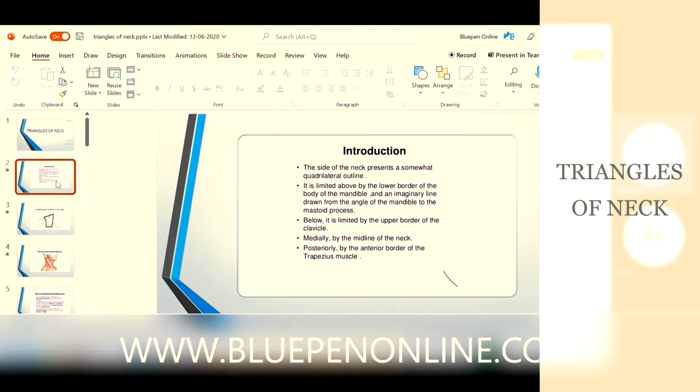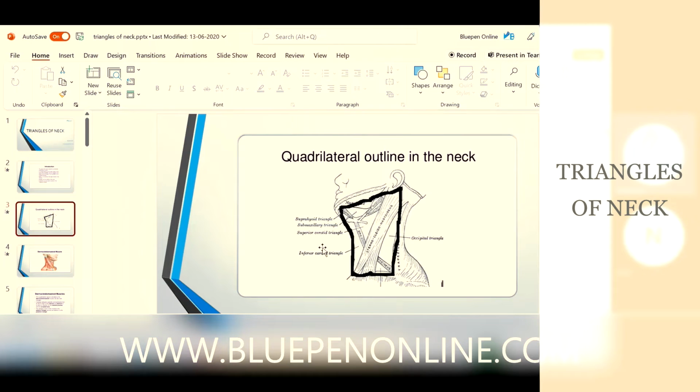Then laterally, or we can say posteriorly, by the anterior border of the trapezius muscle. See here, this is posteriorly. This is the trapezius muscle. The trapezius muscle has two borders, anterior border and posterior border. So here posteriorly, which is bounded by which border?